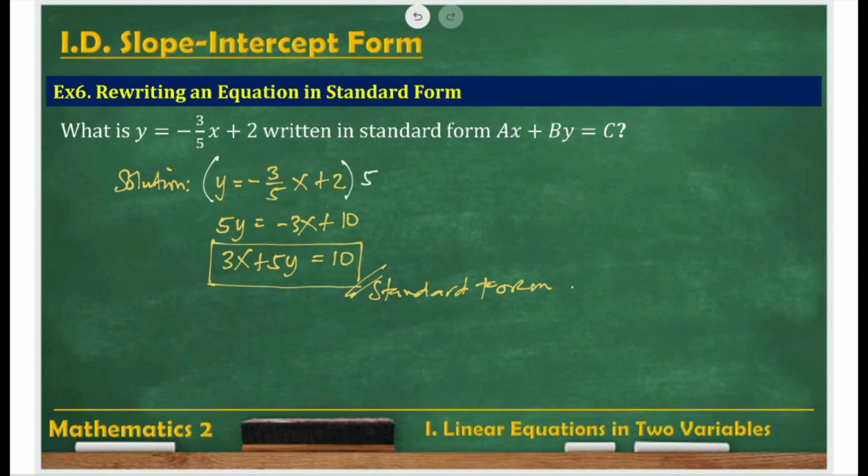So we can check a, b, and c are all integers, right? What else? A is positive, so we have positive 3. And then of course, the GCF of 3, 5, 10 is equal to 1. So that means we already have the standard form of the given line.